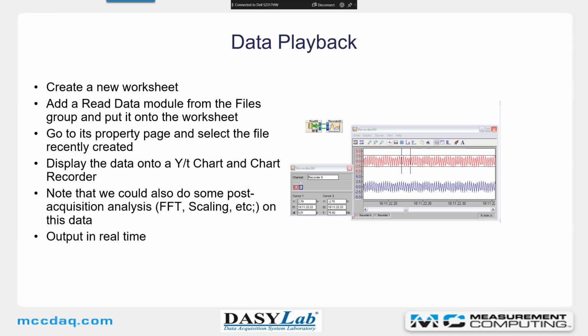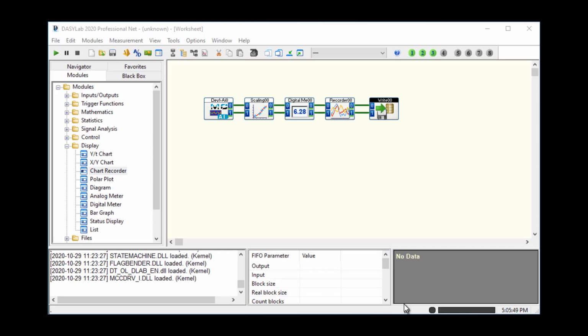We'll create a new worksheet. We'll add a read data module from the files group. We'll put it onto the worksheet, and we'll open its properties to select the file that we've recently created. We'll then take and display the data onto a YT chart and a chart recorder. We could also do a bunch of other stuff at this point because it doesn't matter whether this data came from a file or whether it came from your data acquisition device. I want to start with a new worksheet.